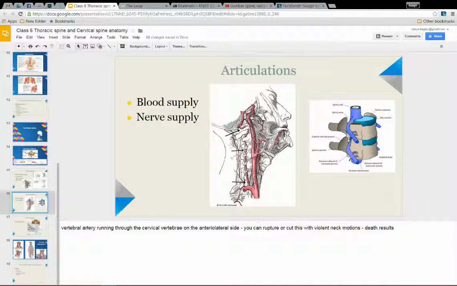There are tests to check if people have weak vertebral arteries, but anybody can have damage to those arteries from severe twisting movements or violent neck movements.